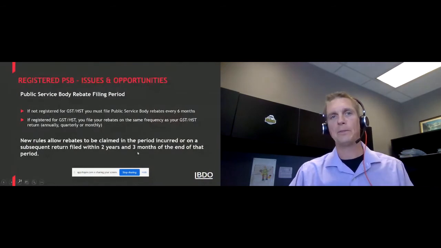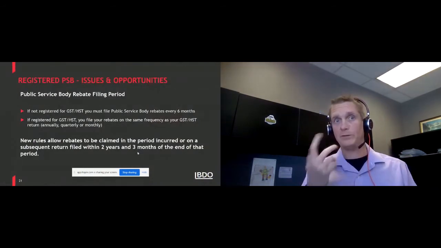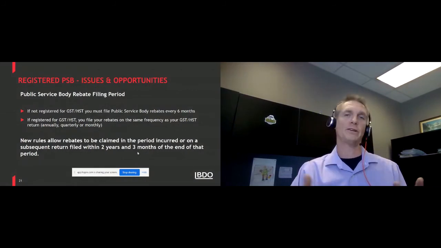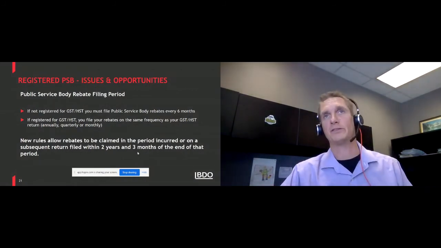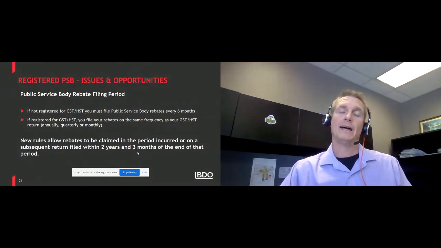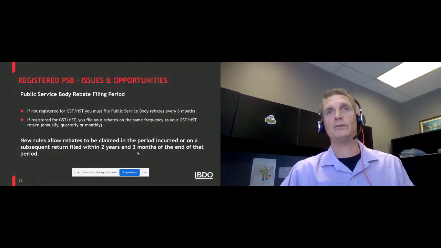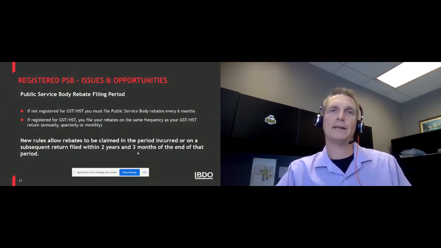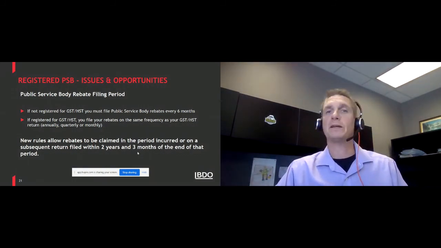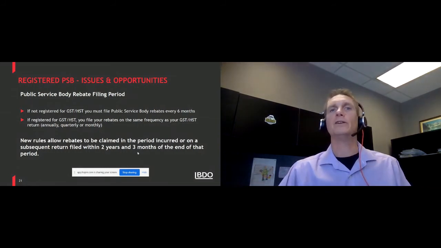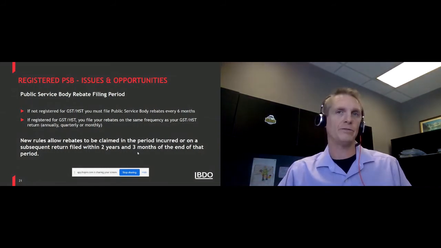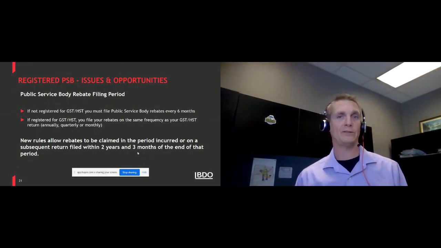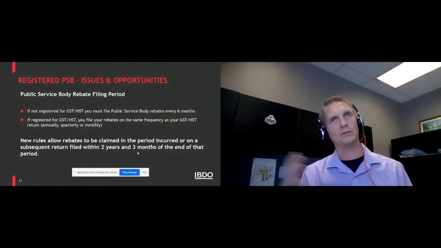So first off, your public service body rebate applications that you file. So charities and some not-for-profit organizations do file for rebates. If you're not registered, you file these rebates on a 6-month period. So twice a year, you're filing your rebate applications. As soon as you become registered for GST, your rebate filing period has to match your GST return filing period. So that could be monthly, quarterly, or annually. So that's just something to be aware of, that it will change your filing frequency.